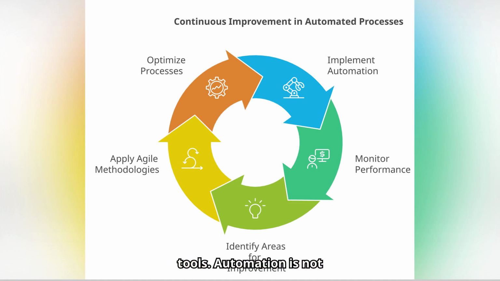Today we will explore how to continuously adjust and improve automated processes using agile methodologies and monitoring tools. Automation is not static. It requires constant optimization to adapt to market changes and maintain efficiency. The image illustrates the continuous optimization cycle, from detecting areas of improvement to implementing incremental adjustments. If you want to learn how to maximize the value of your automated processes, stay until the end of the video.